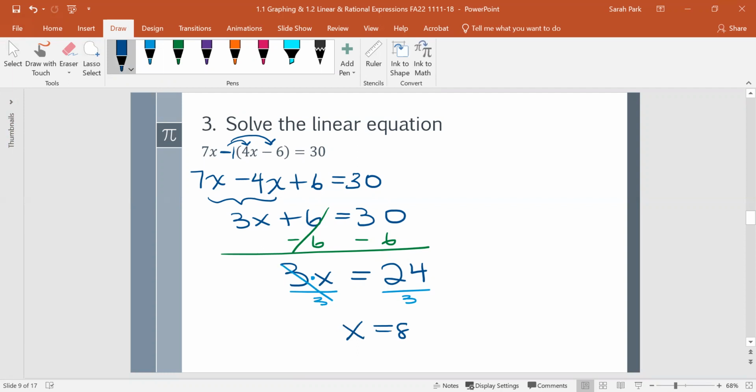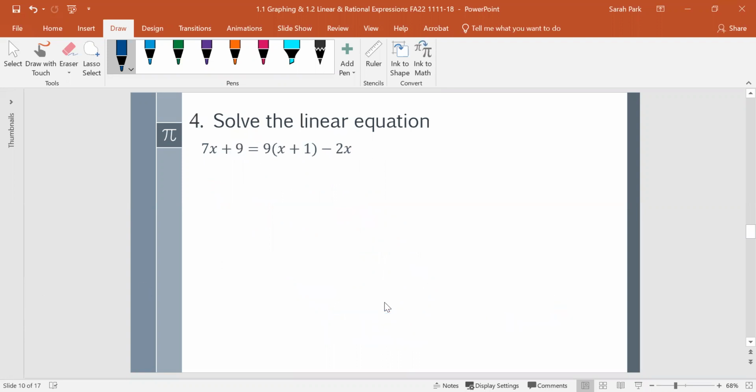If you're taking a test and you have time left over, you can substitute back into the equation to check your work. For this one, if we were to categorize it, the options were conditional, inconsistent, and identity. This is a conditional equation because we have a solution: x equals 8. Okay, let's take a look at number 4.